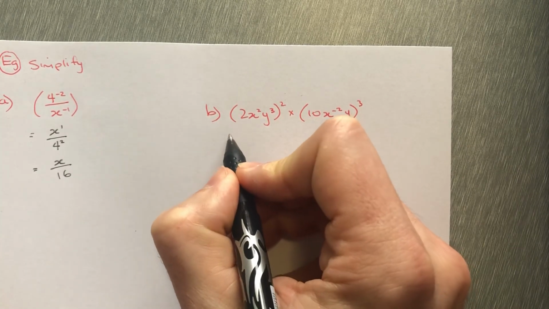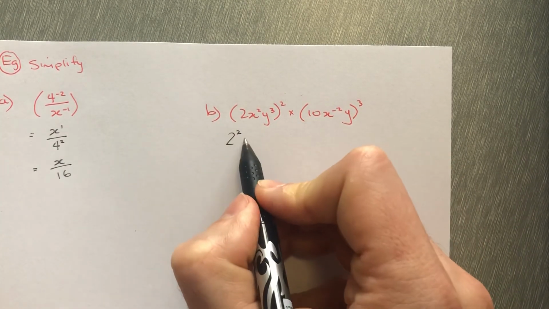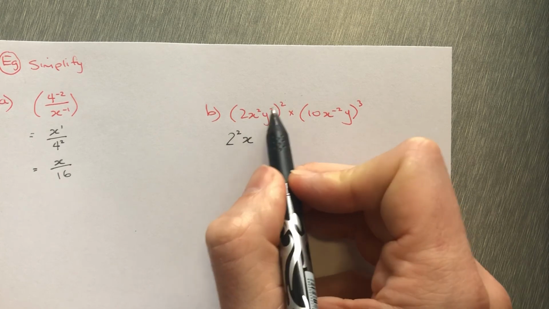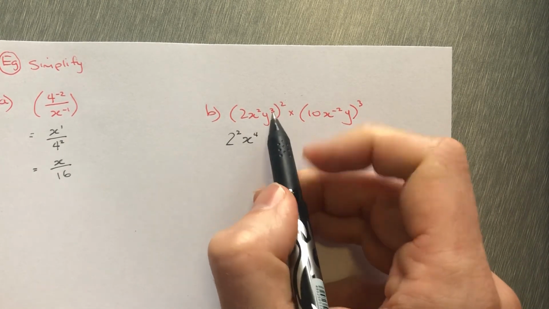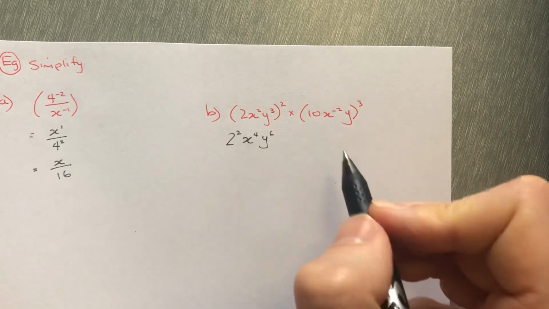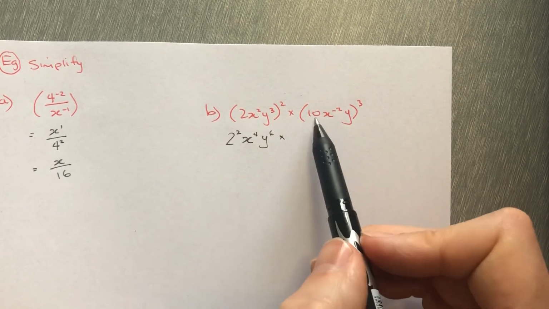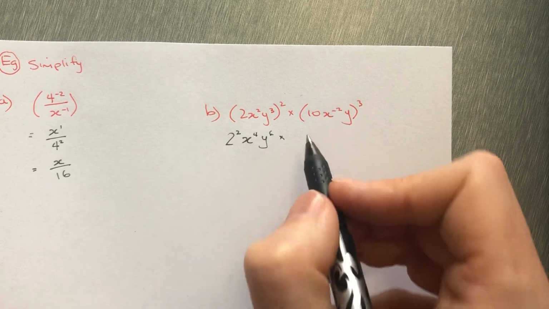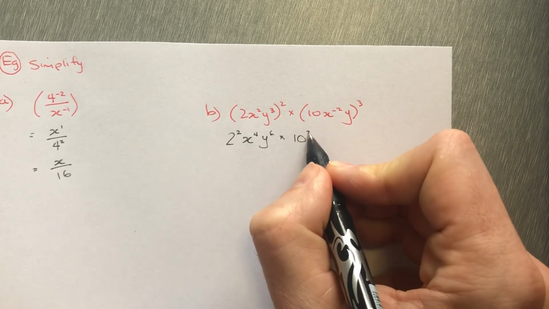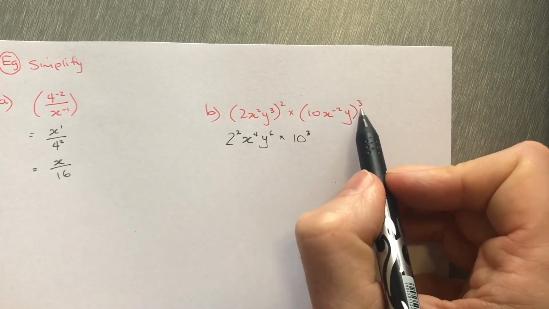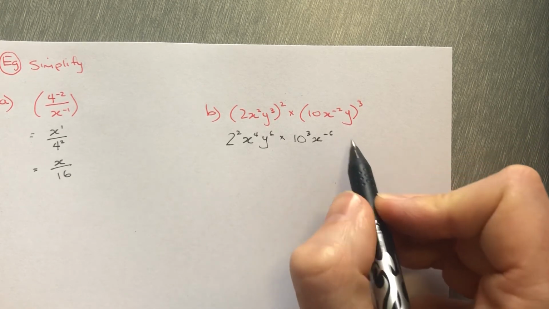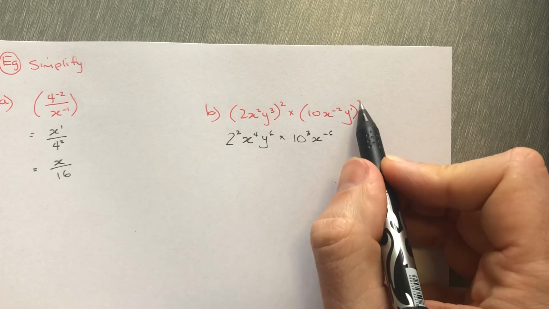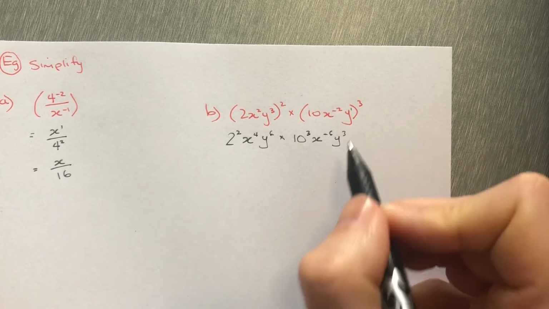So that's going to become 2 squared. x, remember these 2 and that 2, they times each other, so that's 4. The 2 and the 3 times each other, so that's 6. And now we're going to do the same on the other side over here. So 10 to the power of 3, 3 times negative 2, x to the power of minus 6. And that's just a 1 there. So 3 times 1 is 3.